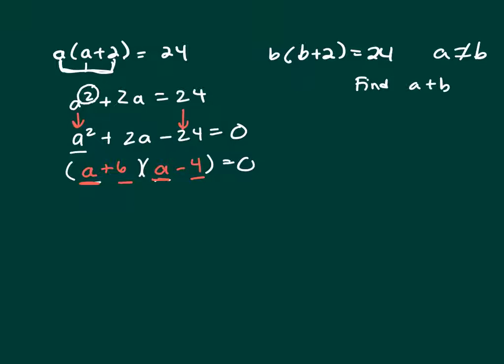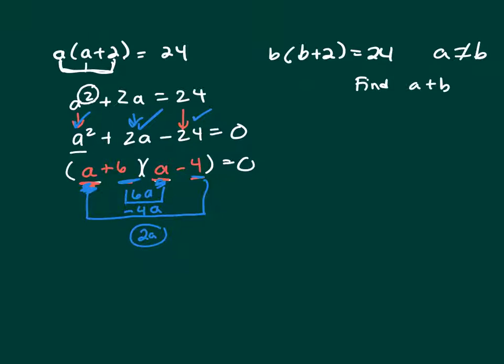Okay, let's double check everything. A times A is A squared, so that's good. 6 times negative 4 is negative 24, that's good. But you got to make sure you get 2A in the middle. And the way you do that is you multiply your inside terms. So 6 times A is 6A. And you multiply your outside terms. A times negative 4 is negative 4A. And then you combine those. What is 6A minus 4A? Well, that's 2A, positive 2A, and that's what you have in the middle. So we know this works.